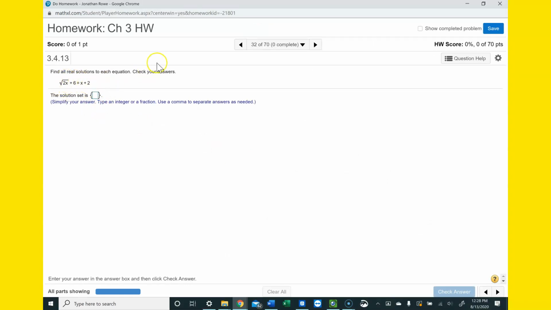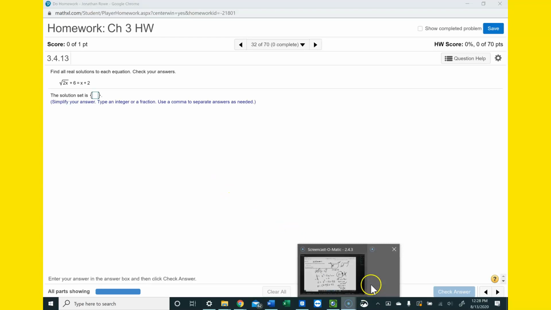This is the same problem as before, but I closed out and went back in, so now it's got slightly different numbers here. But how you could do this using your calculator gives you a plan B. If you get stuck doing it by hand, you can do it with the calculator. So let's talk about how to do that.